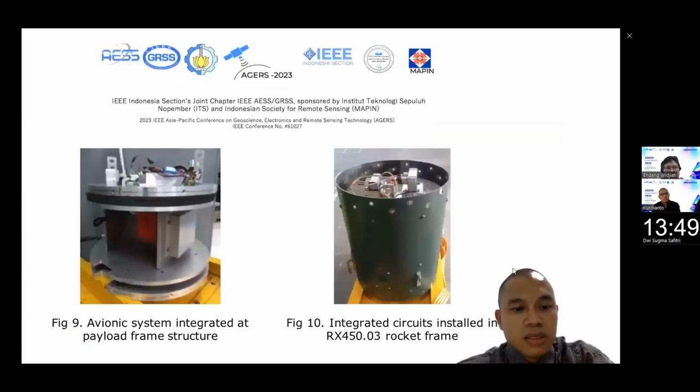Figures 9 and 10 show the whole system as an integrated circuit installed in the RX 450.03 rocket frame.